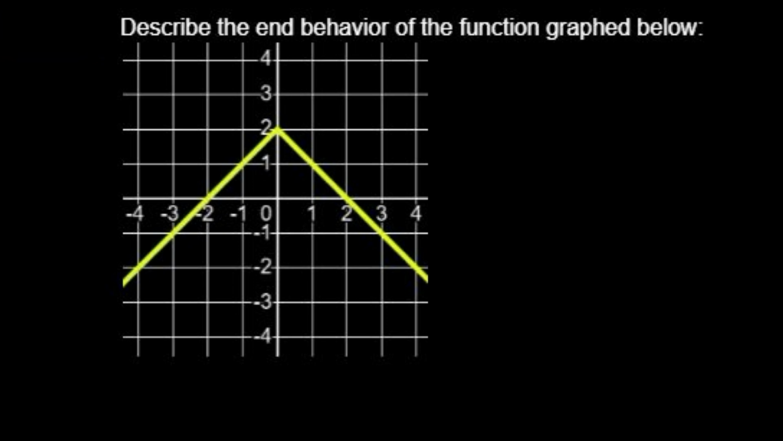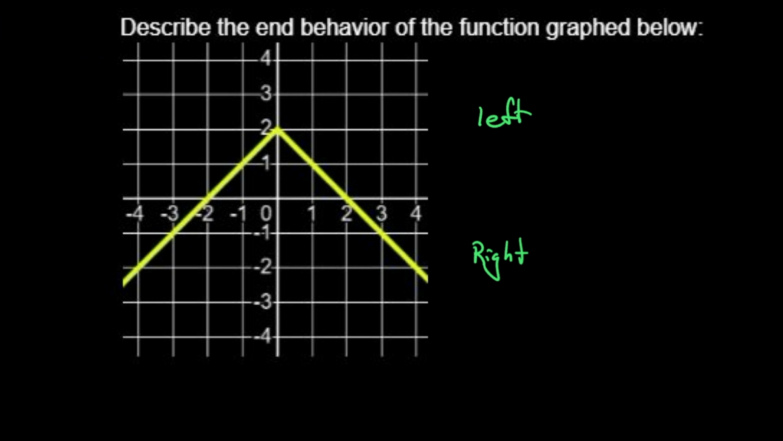Okay, in this example, we are going to be describing the end behavior of the function graph below. Now, end behavior, all that really matters is the ends of the graph. There's two sides to this. There's the left side and the right side. Two end behaviors going on. I usually start off by using words, and then I go into the algebraic notation here. So left side and right side.